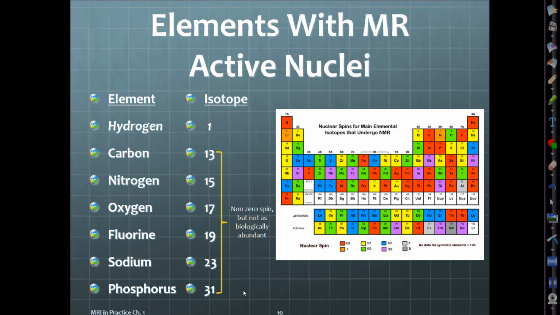Nice. So right here, they're not as biologically abundant, right? You do have sodium, carbon, nitrogen, various places within the body, but it's just not as abundant as hydrogen. Remember, hydrogen: 78% of your body is comprised of water. But you also have other molecules that have hydrogen attached to it, like your fat.